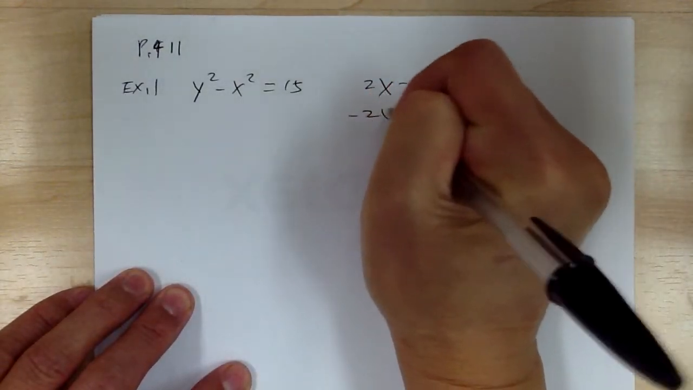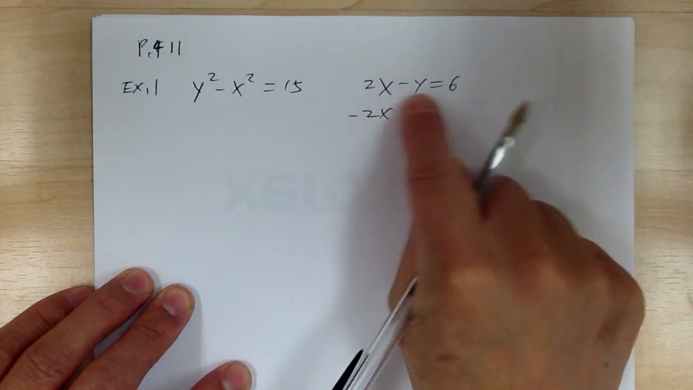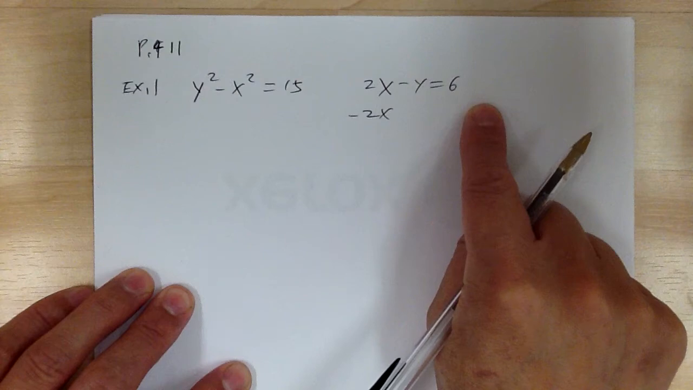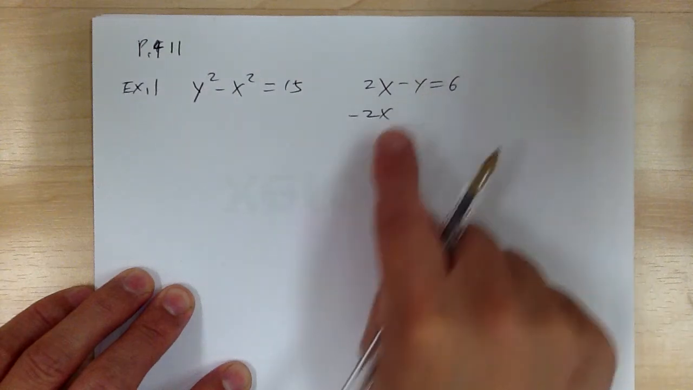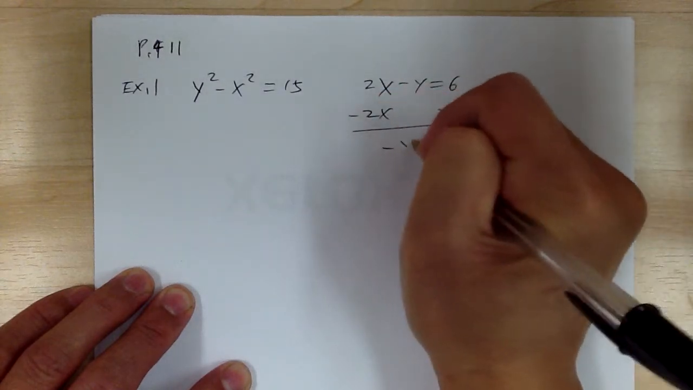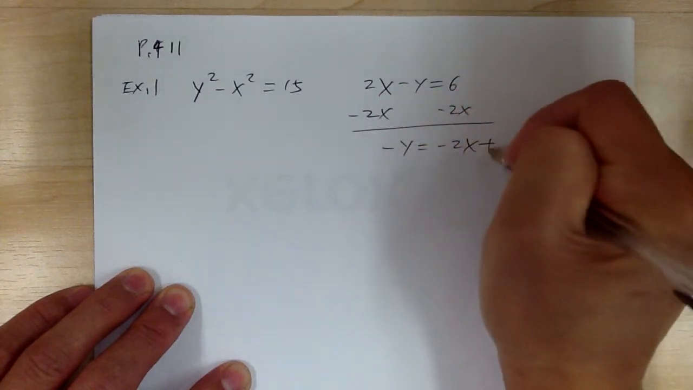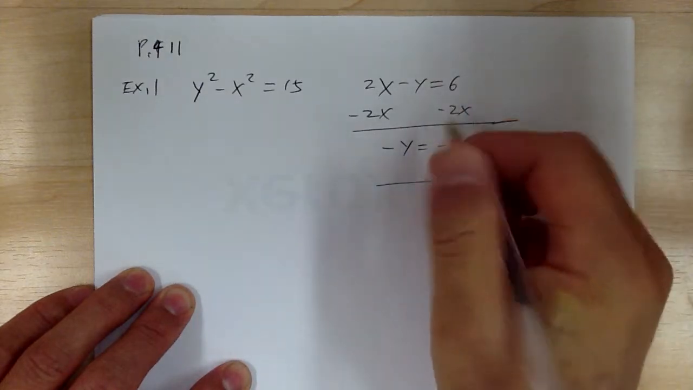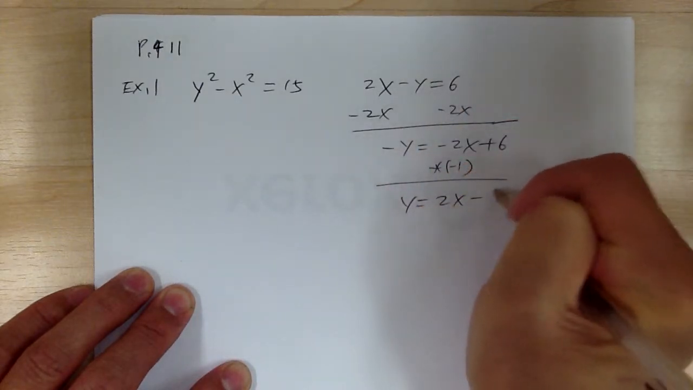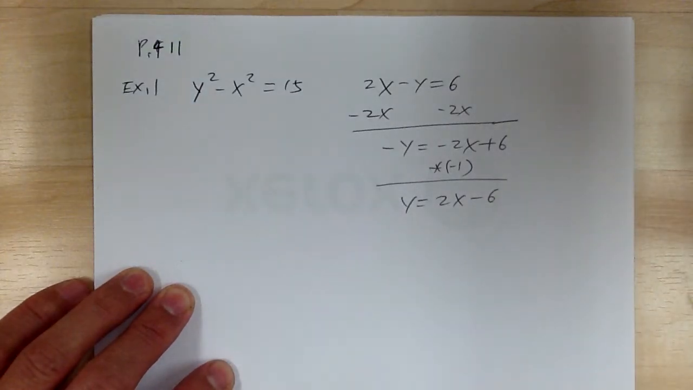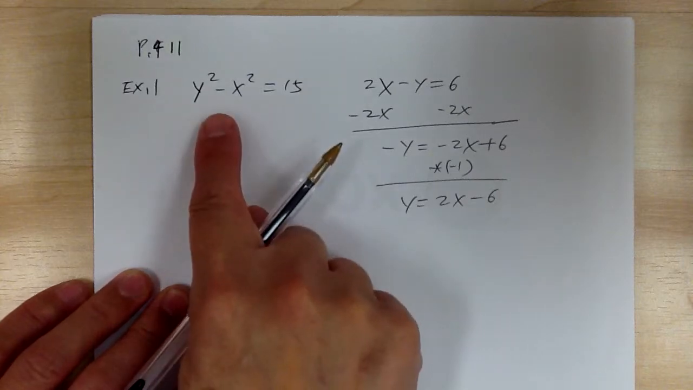So I'm going to subtract 2x. The reason I want to solve for y instead of x is that if you solve for x, you have to divide by 2 and you end up with a fraction, so it's messy. You want to solve for y so you don't end up with a fraction. So minus 2x on both sides: negative y equals negative 2x plus 6. Multiply by negative 1, and I get y equals 2x minus 6. Again, you solve for y or x, whichever is easier. Then you're going to substitute into here.